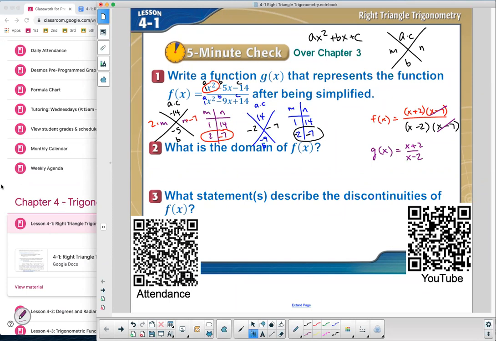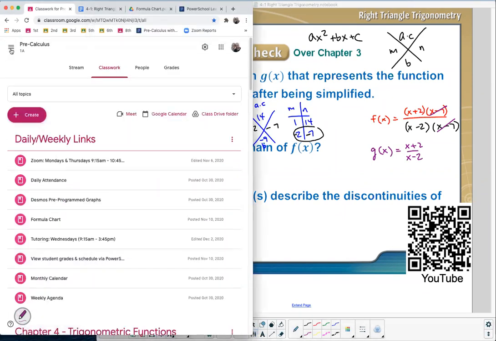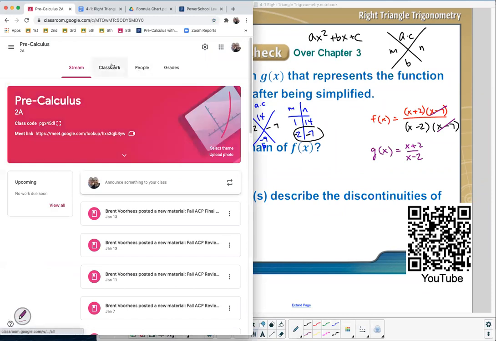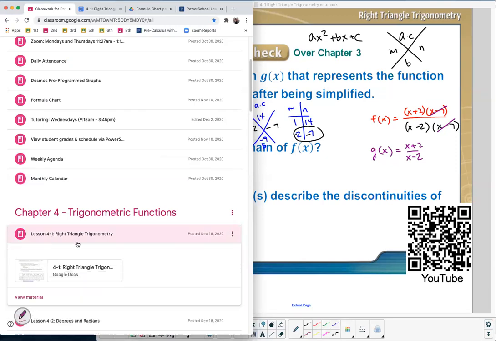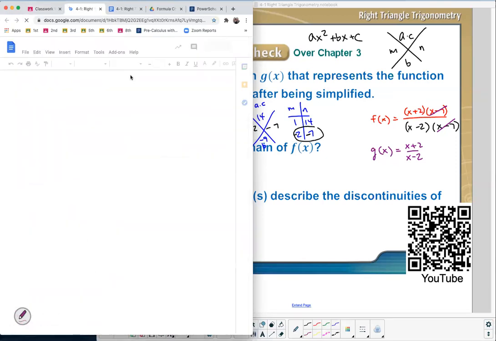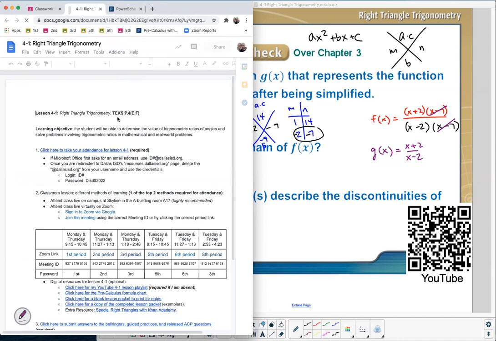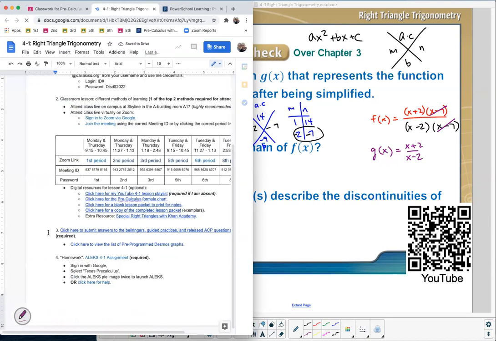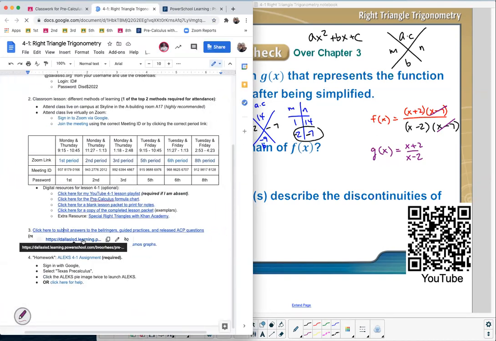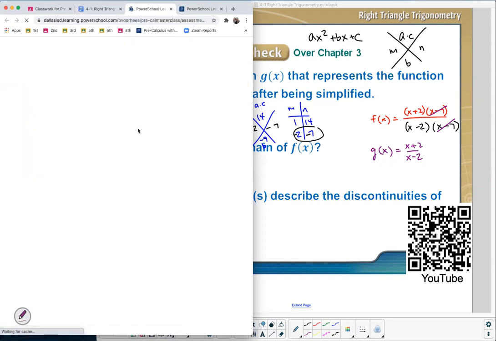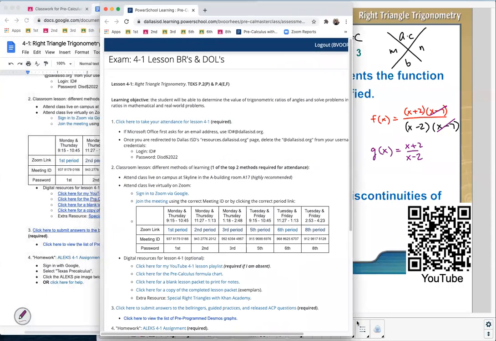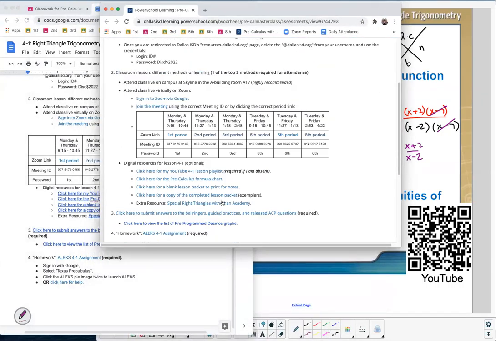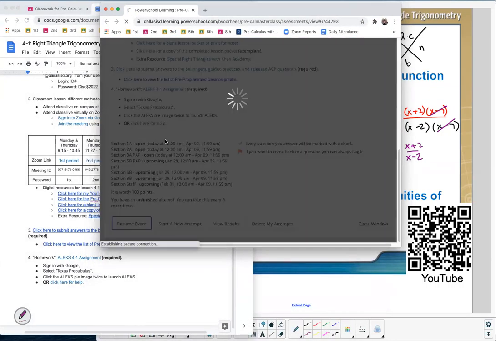I forgot to tell you, this is lesson 4.1. So if you go to, let's just open it up from scratch, chapter 4, we open up lesson 4.1. We are doing, this is the number 3. Submit your answers to the bell ringers, guided practice, and release ACP questions. That's what I'm doing right here. And let me get this in a size screen where you can see what you need to see. I'm doing number 1 here.